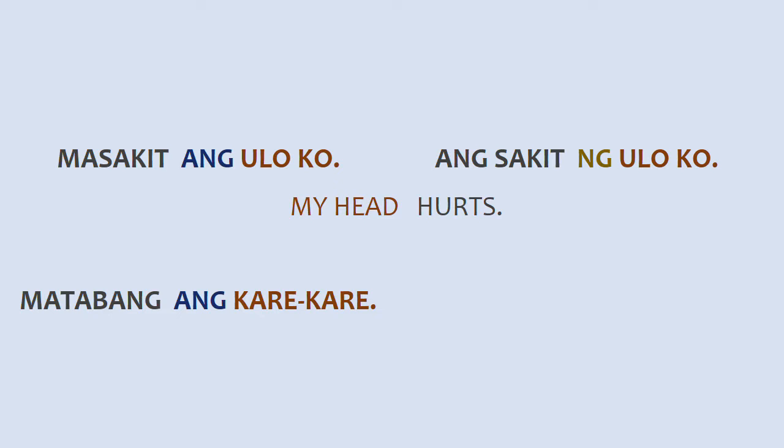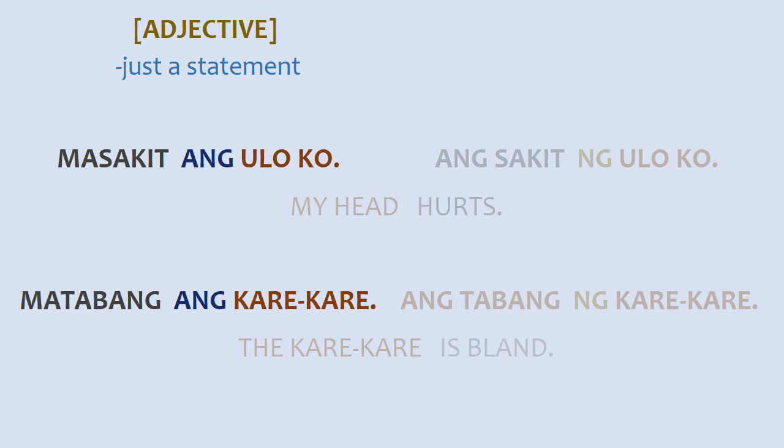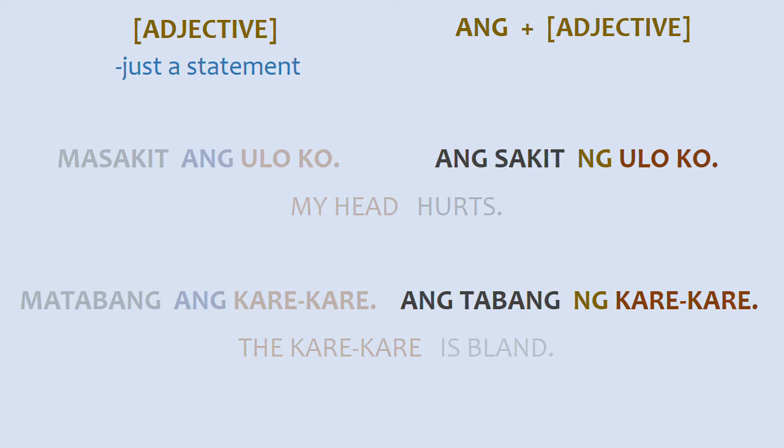Matabang ang kare-kare. The kare-kare is bland. Ang tabang ng kare-kare. Now, what is the difference between these two ways of forming these sentences? First, this one, the more basic one, we use if we simply want to say a statement. Now, I know it's still confusing and vague, but I'll show you later with examples. Now, for this one, the ang and then adjective, you use it when you're just noticing something or reacting to something. Somehow, it has something to do with emotions, what you are feeling.